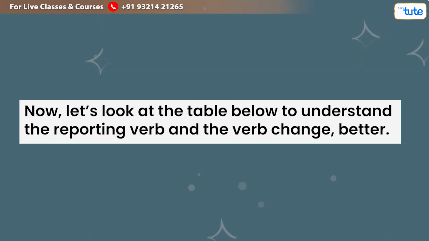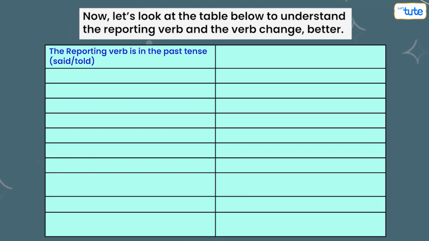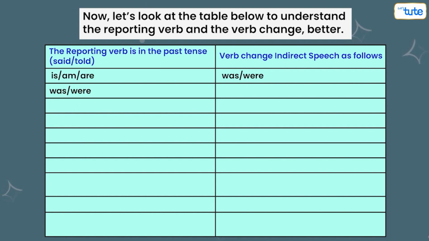Now let's look at the table below to understand the reporting verb and the verb change better. The left hand column says the reporting verb in the past tense is said or told, and the right side of the column shows indirect speech as follows. Is, am, are will change to was, were. Was, were will change to had been. Had been will change to had. Had will have no change at all, will remain had.